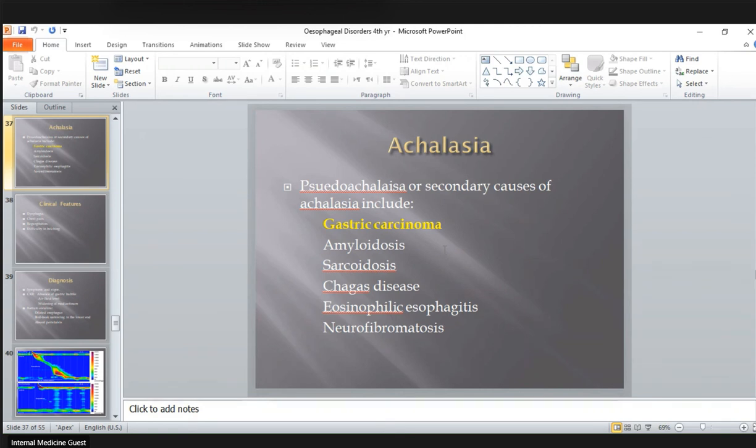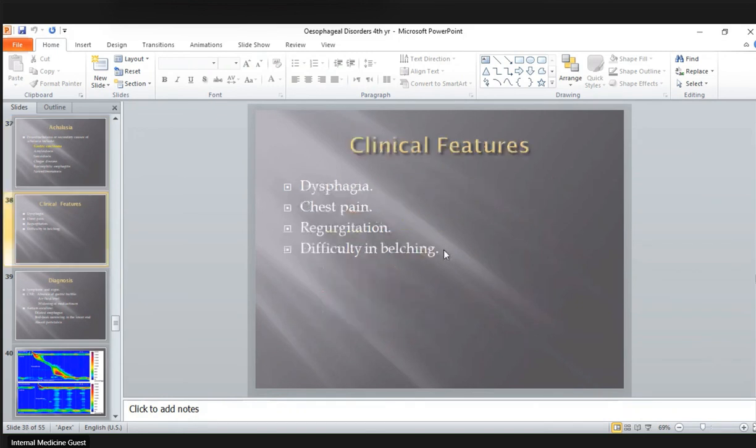Now, the main differential diagnosis is to differentiate achalasia from secondary causes, and in this condition we call it pseudo-achalasia. And the major differential diagnosis is gastric cancer involving the gastroesophageal junction, other infiltrative diseases like amyloid, sarcoid, Chagas disease, eosinophilic esophagitis, and neurofibromatosis.